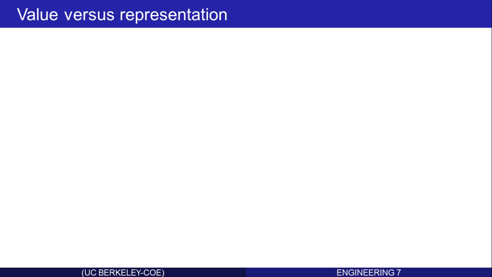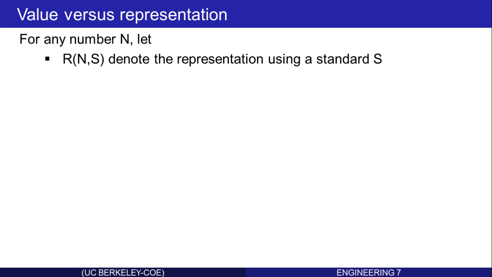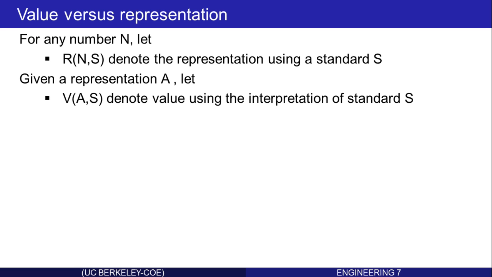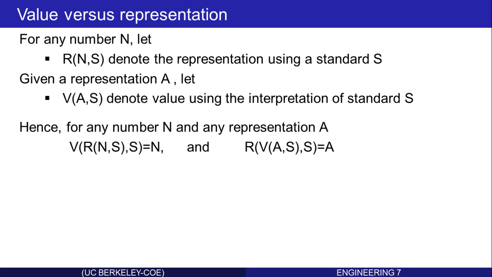Although we won't dwell on it, we do want to differentiate between a number's value, an intrinsic idea, and its representation. So for any number n, think of the picture of the 9 stars that represents the number 9. Let R(n, S) denote the representation using a standard S. And given a representation A, let V(A, S) denote the value using the interpretation of the standard S. If we take a number n and represent it using the standard S to get a representation, and then we compute the value of that representation interpreting the representation standard S, we should get n back.